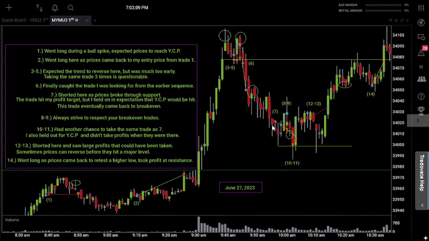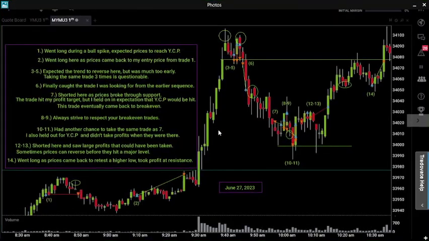Because let's look at the notes and let's look at number 7. I shorted here as prices broke through support. Okay, that's a good tactic right there. But the trade hit my original profit target, what it would have been. But I held on in expectation that yesterday's closing price would be hit. This trade eventually came back to break even. So, I gave up all types of points that I could have had because I'm looking out and trying to get a bigger amount, just not realizing that it's not the time for that trade to work.